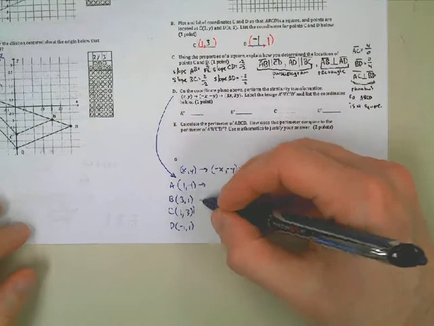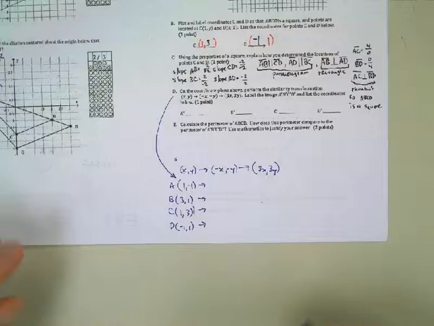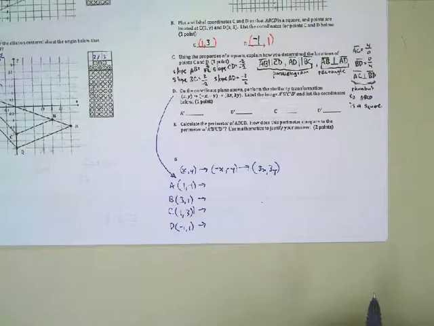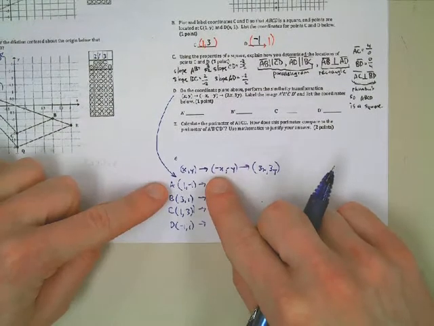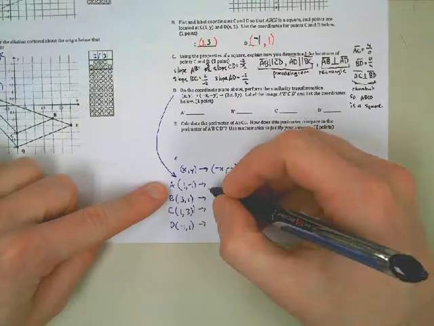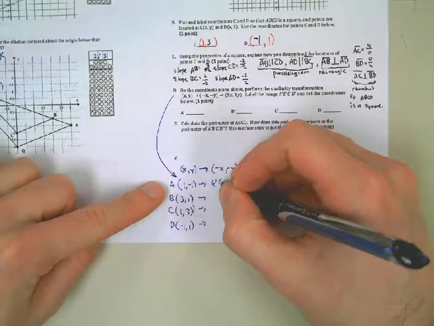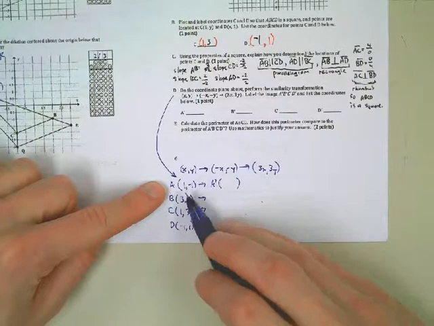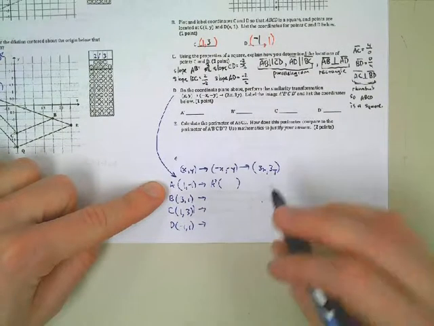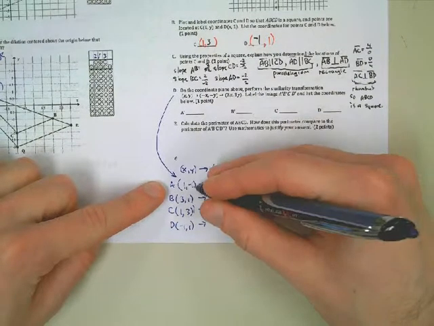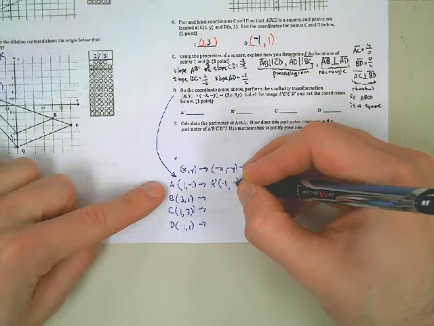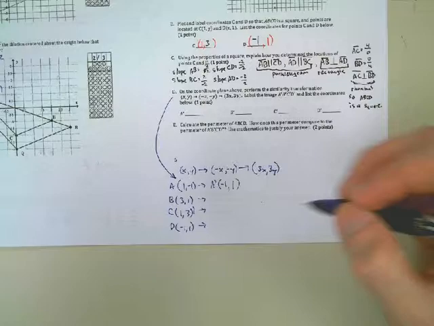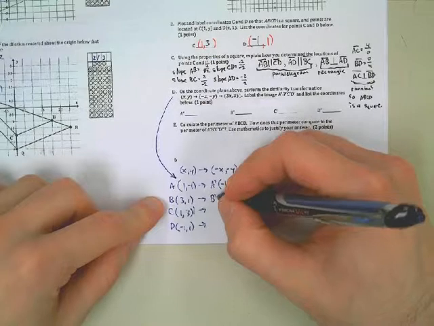So, negative x, negative y, that means it's going to be A prime. It wouldn't be 0, we're just doing the negative version of the x coordinate. So 1 becomes what? Negative 1. And then negative 1 becomes what? Negative 1 becomes positive 1. B prime is going to become negative 3, negative 1. C prime is going to become negative 1, negative 3. And D prime will become positive 1, negative 1.